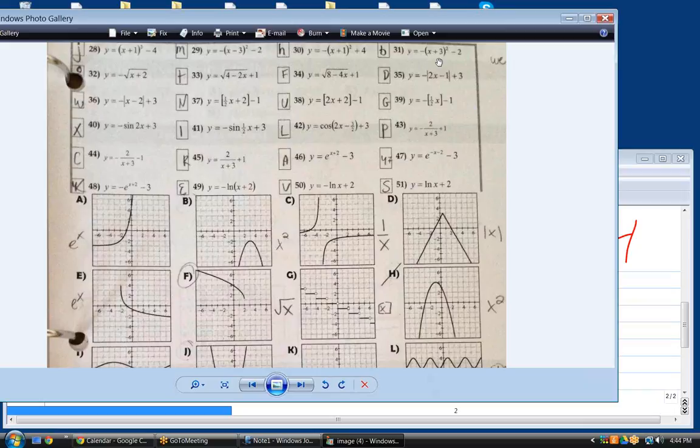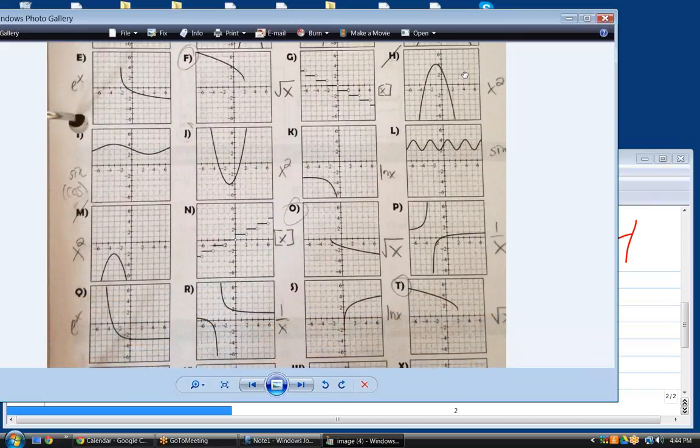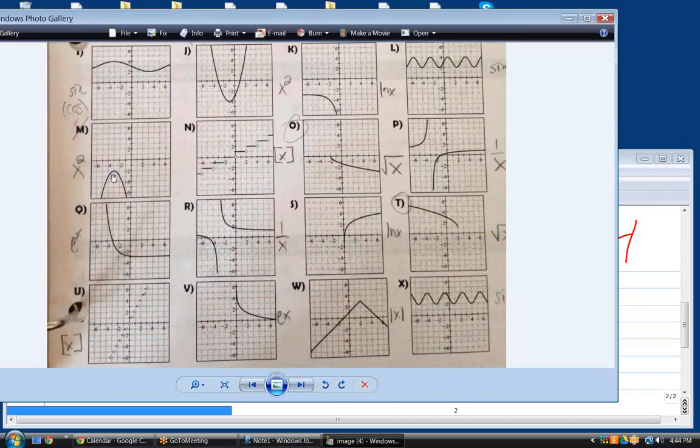31. What's being done to that? It's going left 3, reflecting over the x-axis, and down 2. Always do your reflections first. It matters. Depending on what else is being done to it, if you do the reflection second or third, it changes where the graph is. So just make it a habit of doing all your reflections as your first 2 steps. So it's an upside down parabola, 3 units to the left, 2 units down. Okay. Let's see. Here's an upside down. Looks like yep. Okay.